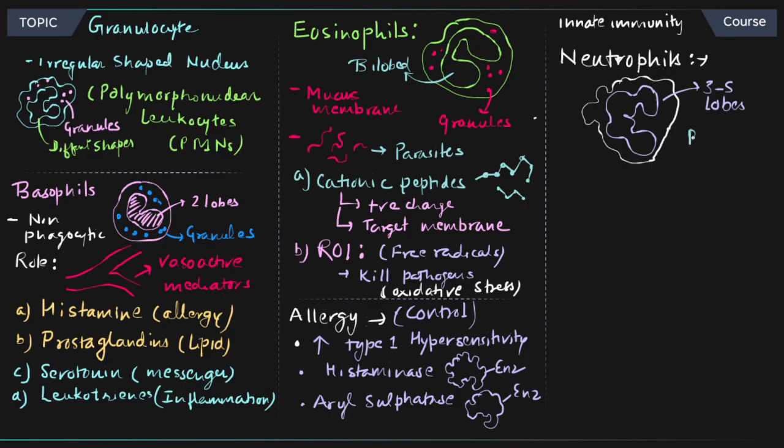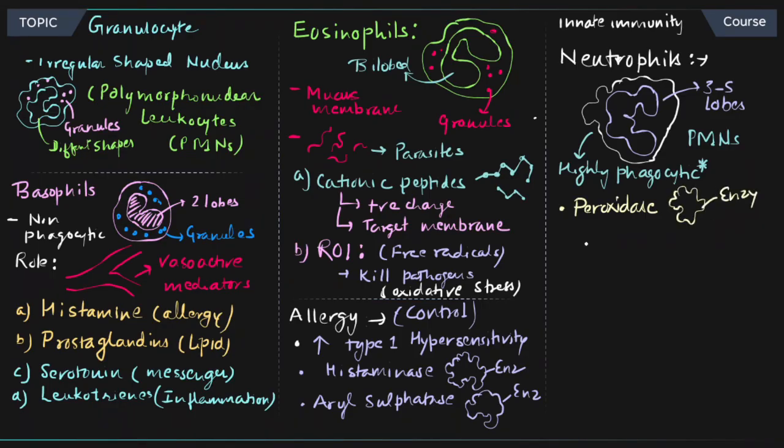Next, these are also known, as I've told you, as PMNs, and they are highly phagocytic. That's an important characteristic feature of neutrophils. They're highly phagocytic in nature. Next, if we talk about the components in this particular cell and how it kills the pathogenic organism, it contains peroxidase. Peroxidase is again an enzyme, a protein molecule that kills the microbe.